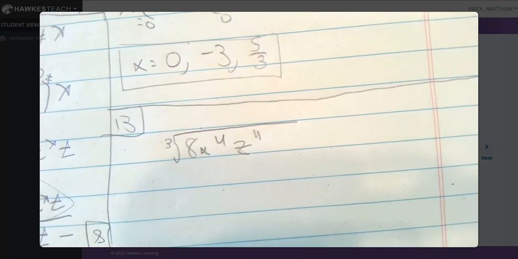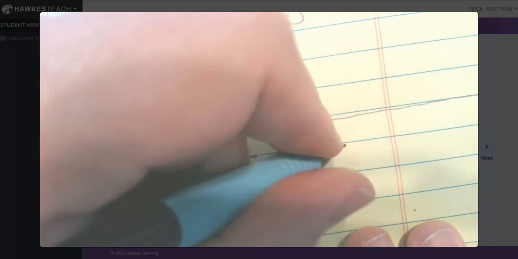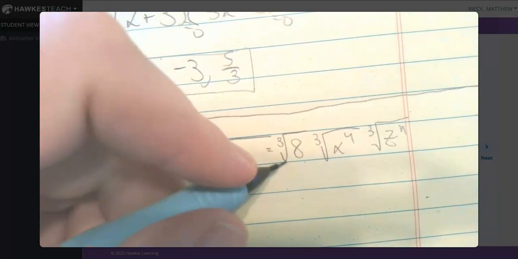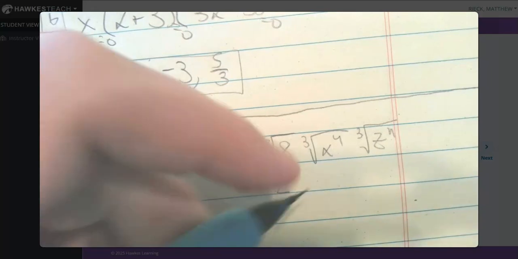All right, so next we're again dealing with simplifying a radical expression. You have the cube root this time of 8x to the 4th, z to the 11th. Again, I'm going to start by separating everything into its parts. So 8 is a perfect cube, 2 cubed, so the cube root of 8 is going to be 2. And the rest of these, I'm going to start off by writing as fractional exponents. So you have x to the 4/3 and z to the 11/3.